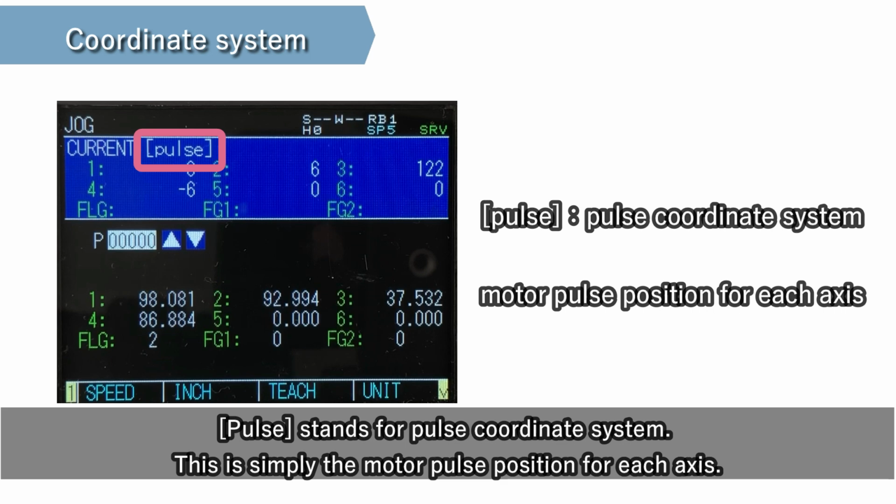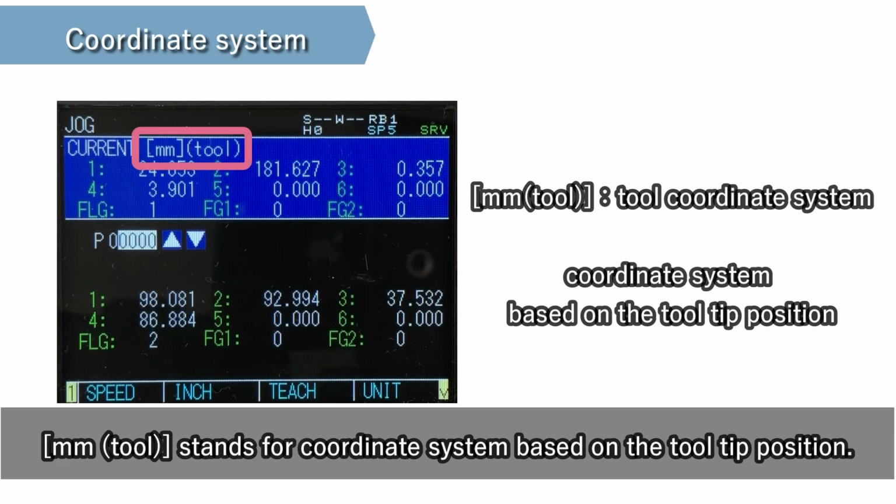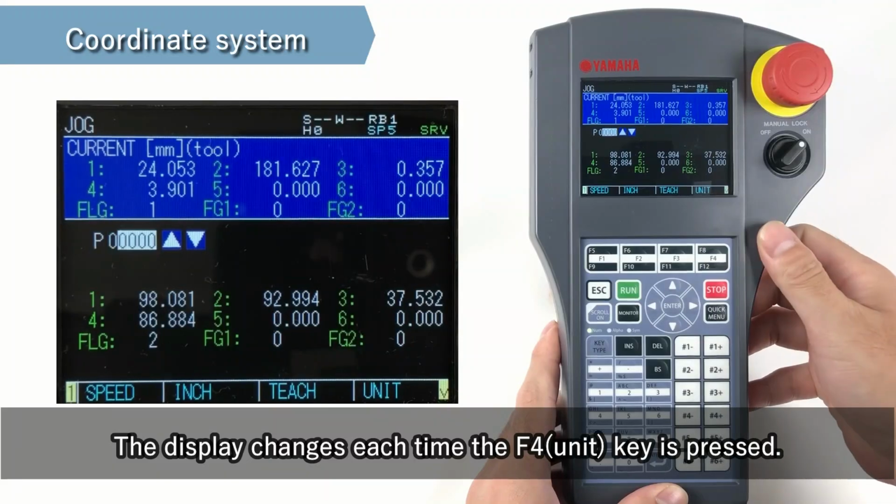Pulse stands for pulse coordinate system. This is simply the motor pulse position for each axis. Robot stands for Cartesian coordinate system based on the robot installation. Tool stands for coordinate system based on the tooltip position. The display changes each time the F4 key is pressed.